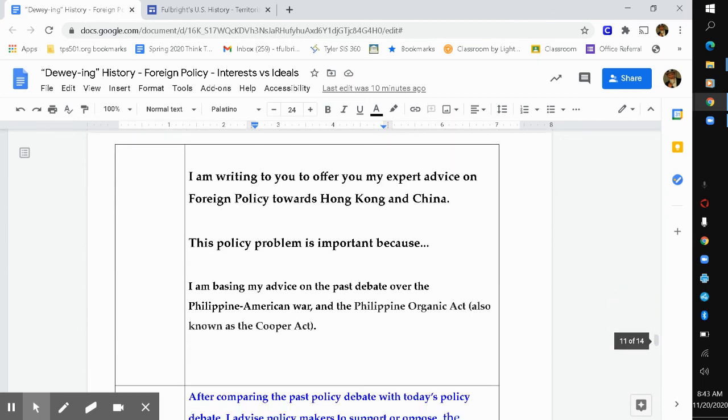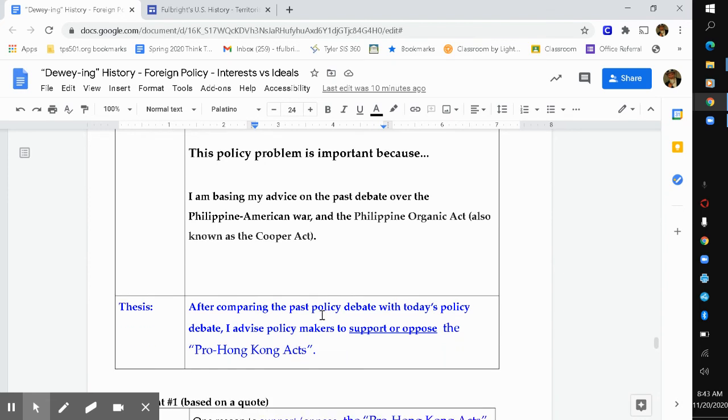If you can, try and create policy advice for this. Based on our past experiences and the debates over fighting for American interests or American ideals, should we support the pro-Hong Kong acts? Should America stand up for what it believes in and support the pro-Hong Kong acts? Or should America do what is in its own best interest?